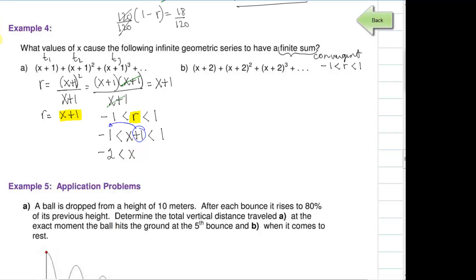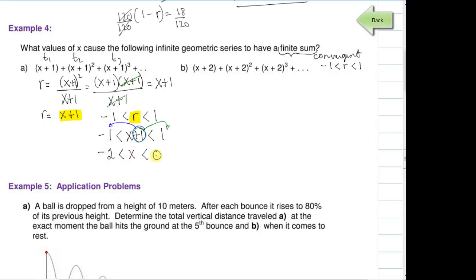And then I'm going to take this positive 1 and move it to the right and simplify it with the one on the right of our inequality. Because the positive 1 becomes negative when you bring it to the right, you're going to have 1 minus 1, which is 0. Okay, so the value for x that will cause the following infinite geometric series to have a finite sum is that x needs to be between negative 2 and 0.